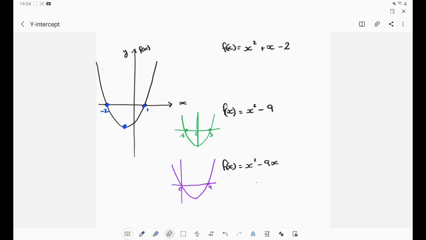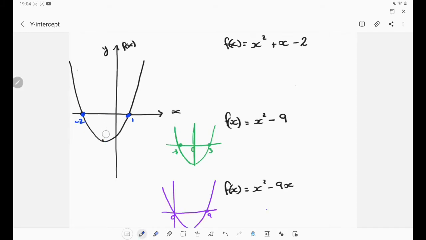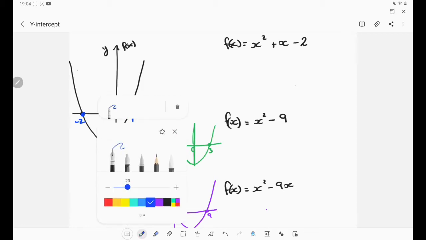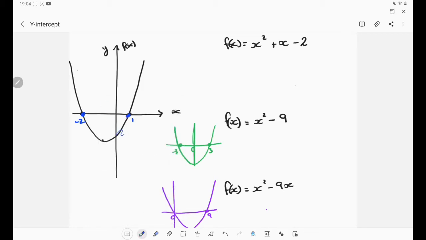We're going to use the same 3 examples as before, and we're just going to keep filling in our quick sketches. So what we're being asked to find is the y-intercept. Now the y-intercept is where you cross the y-axis.